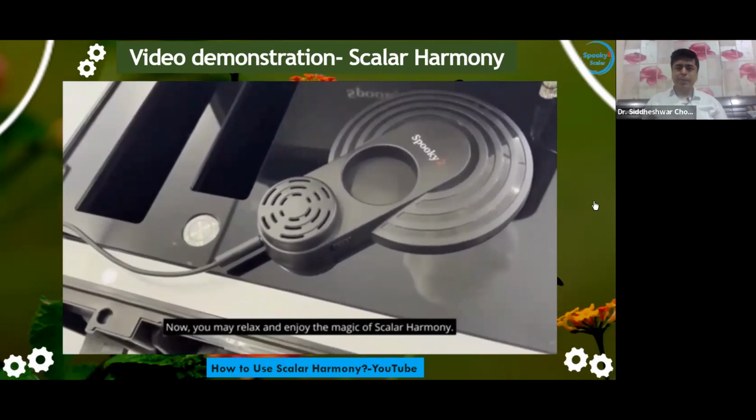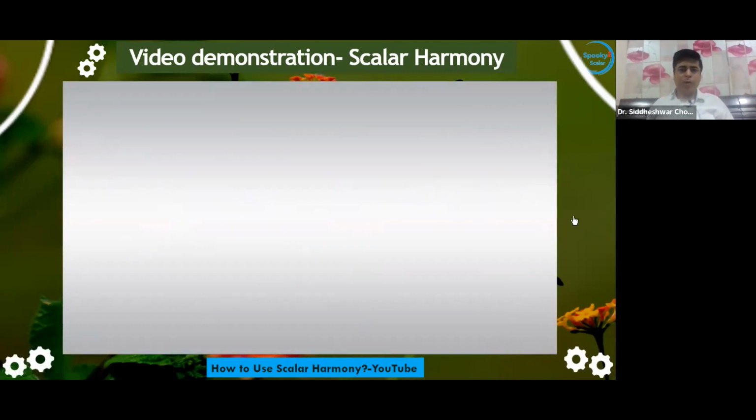Okay, so it's very simple to use the Spooky2 Scalar Harmony device. It's very simple because it allows you to be connected with your mobile phone. But let me tell you, the on/off switch here is very important. Some people do not notice it. You have to turn it on and off every time. And the speaker is not very loud, so don't be mistaken that it will be very loud. It's not some 20-30 watt speaker. It's just scalarizing the audio frequencies, that's all.